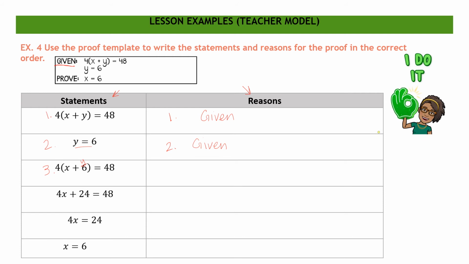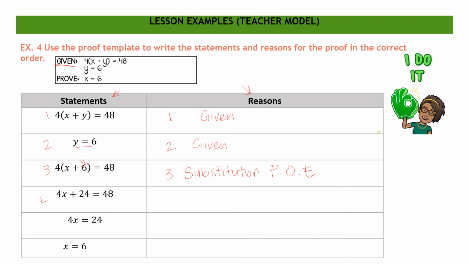Well, if we think back to example 3 in the properties of equality, I can say my third reason should be the substitution property of equality. If I substitute anything into an equation or statement, that is the substitution property of equality.